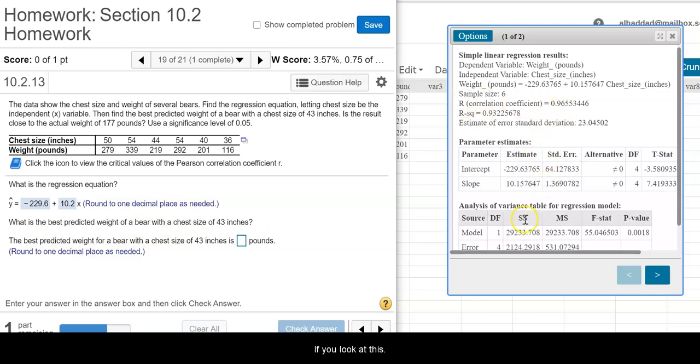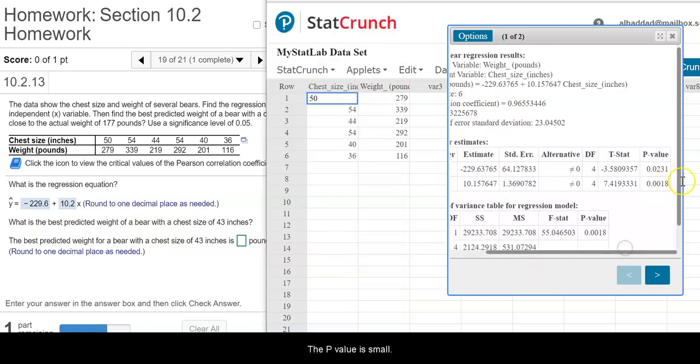If you look at this, the p-value is small, and so we should use the regression equation. This is at the 0.05 level, so 0.0018 is smaller than 0.05, and so we would use the equation to get the best predicted weight. If the p-value was bigger than 0.05, then you would use the mean of the weights, the average of the weights. So in this case, you would just plug 43 in for X, and that'll give you the answer.